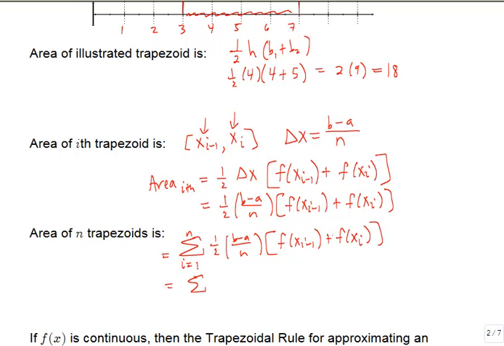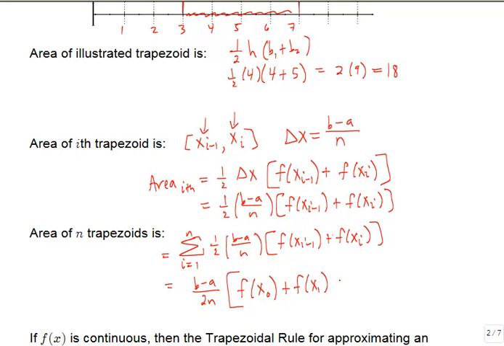Okay, so if we break it down a little bit, let me expand out my sum so you can see a little bit more clearly what this is going to turn into. First of all, this b minus a over n is getting multiplied by that 1/2. So I'm just going to pull that out front, and I'm going to combine the 2 times the n and make it a 2n. And if we plug in i equal to 1, then this is going to be f of x sub 1 minus 1, which is x sub 0, and f of x sub 1. So that's base 1 plus base 2 for trapezoid number 1.